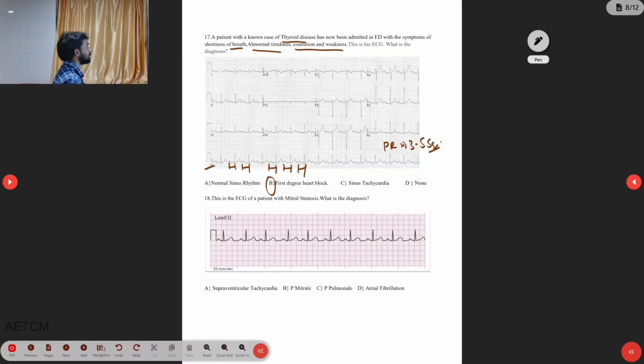Okay, then the next one is the 18th. This is the ECG of a patient with mitral stenosis. What is the diagnosis? Option A is supraventricular tachycardia, option B is P mitral, option C is P pulmonale, option D is atrial fibrillation. As per this ECG, the answer is P mitral. You can see notched, M-shaped P waves here. That is P mitral, which is also called left atrial enlargement. So the 18th question answer is B.